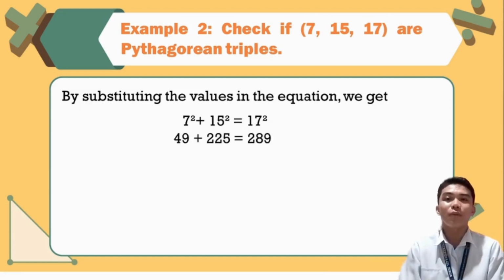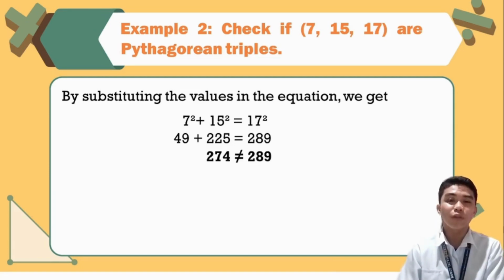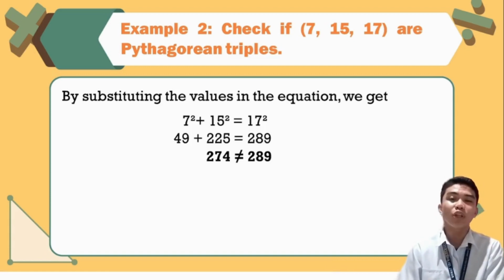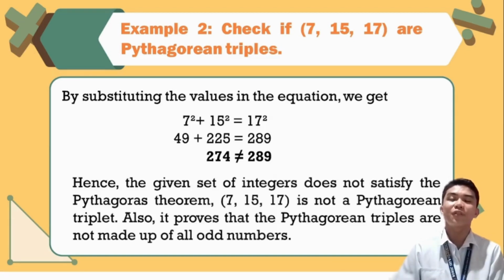So by simplifying, we get 49 plus 225 equals 289. Adding 49 and 225, we get 274. Thus, 274 is not equal to 289. Hence, the given set of integers does not satisfy the Pythagorean theorem. The quantity 7, 15, and 17 is not a Pythagorean triple. Also, it proves that Pythagorean triples are not made up of all odd numbers.